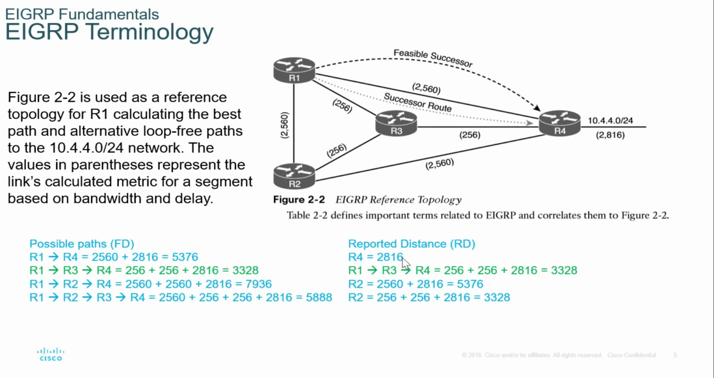Okay, so is this reported distance less than the feasible distance? Yes, this is yes. Is this less than this? No. Is this less than this? It is equal. So it will choose the 2816 one, the lesser one. It must be less than the feasible distance.